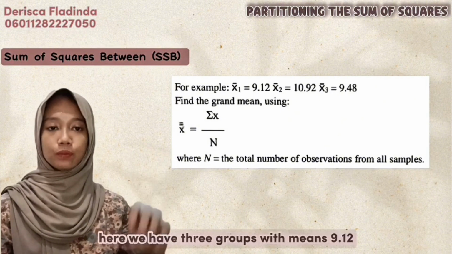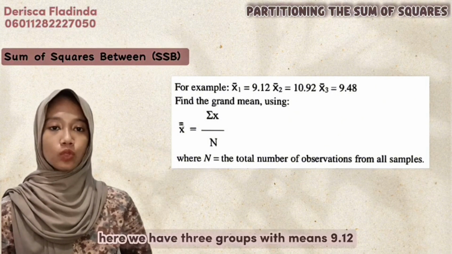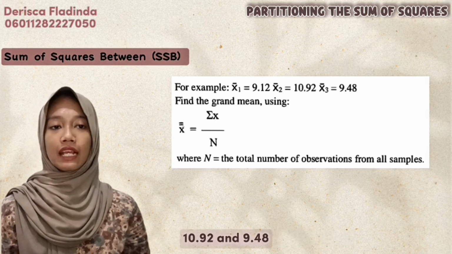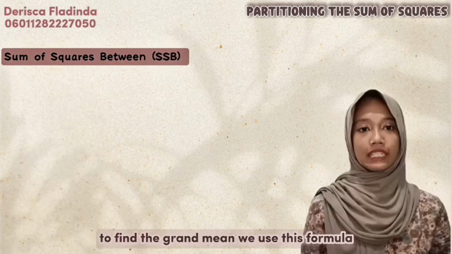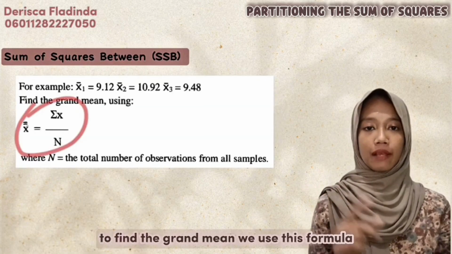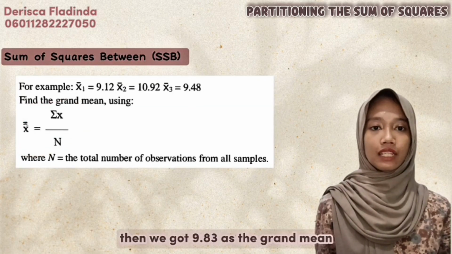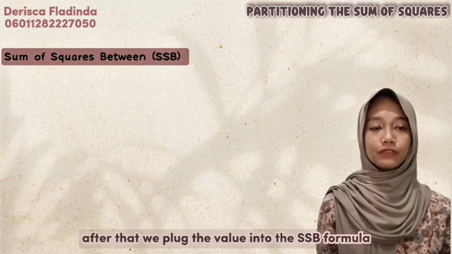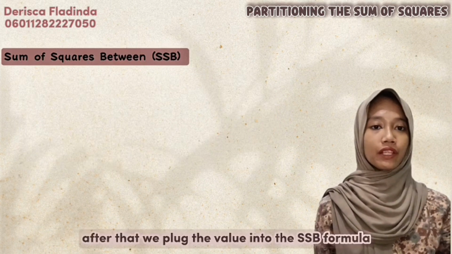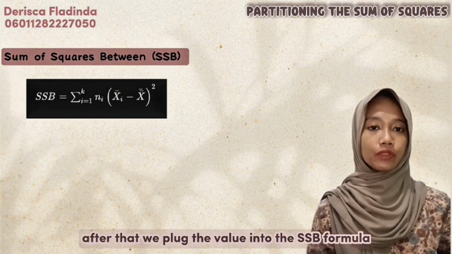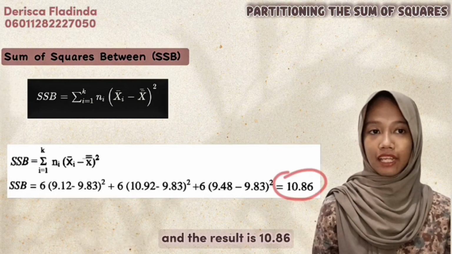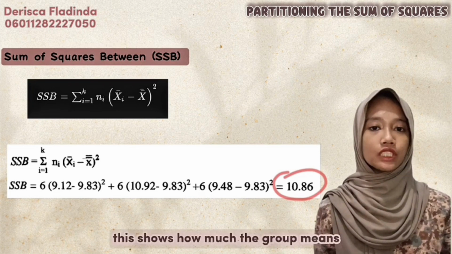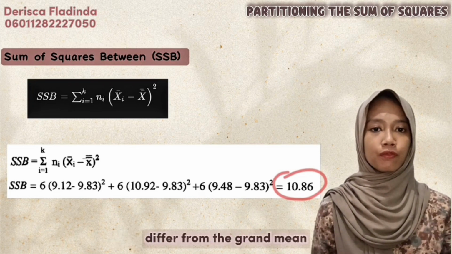Here we have three groups with means 9.12, 10.92, and 9.48. To find the grand mean, we use this formula. Then we got 9.83 as the grand mean. After that, we plug the values into the SSB formula, and the result is 10.86. This shows how much the group means differ from the grand mean.